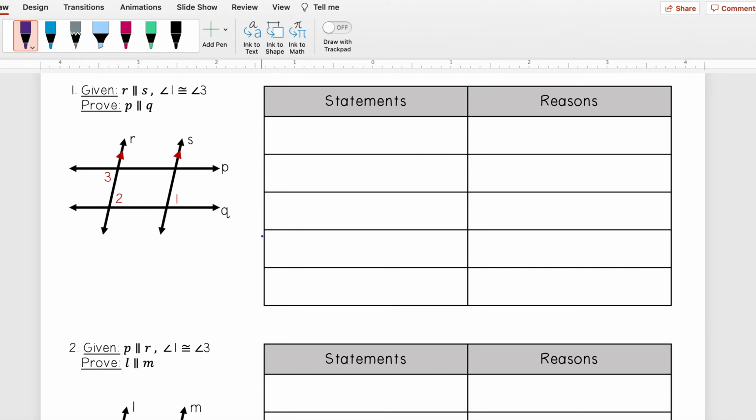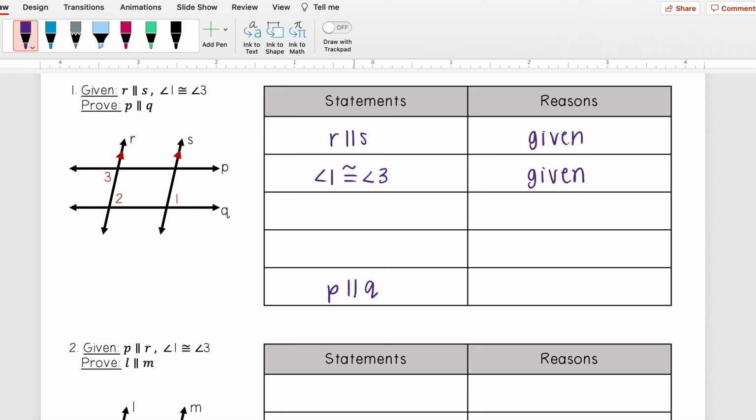So for number one, I'm given that R is parallel to S, and again I can see that with these red arrows here. That means that those two lines are parallel, and I'm also given that angle 1 is congruent to angle 3. So I'm going to go ahead and write my given information first. So I have R is parallel to S, and angle 1 is congruent to angle 3. And I'm trying to prove that P is parallel to Q.